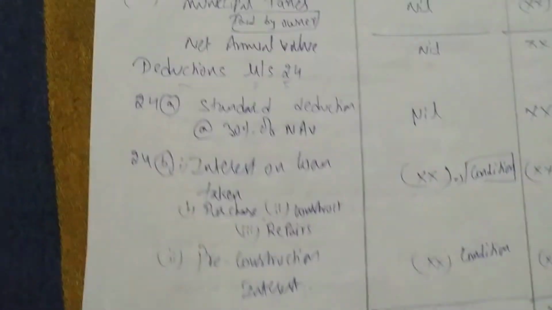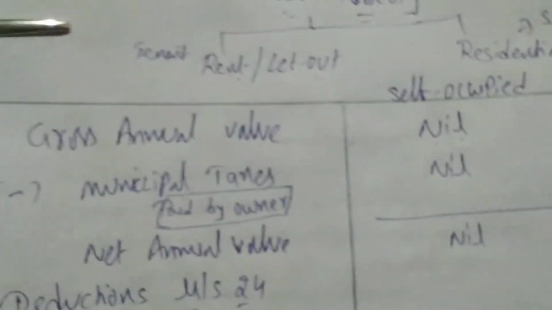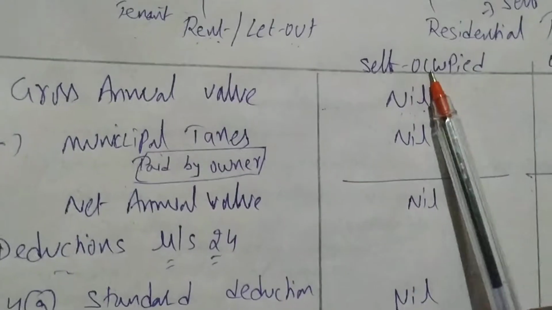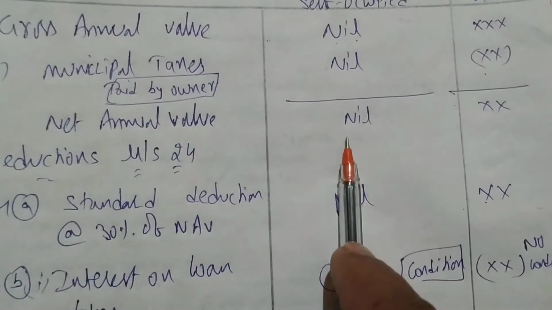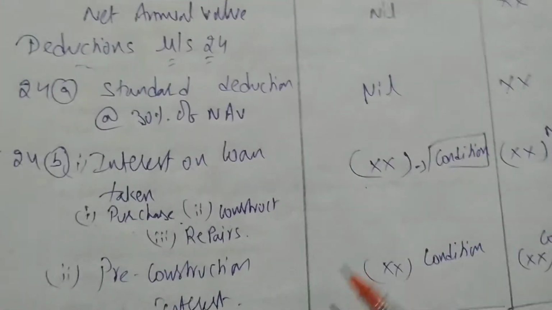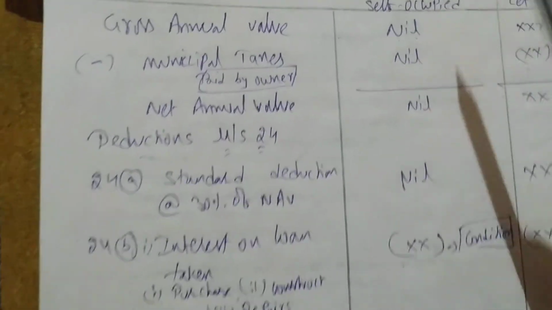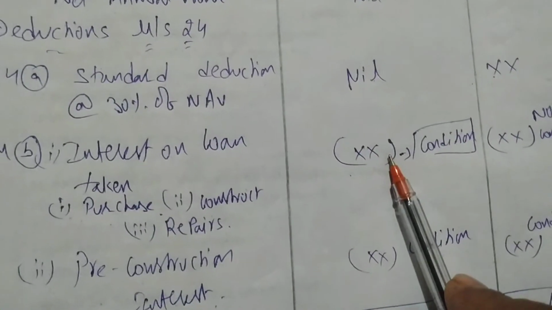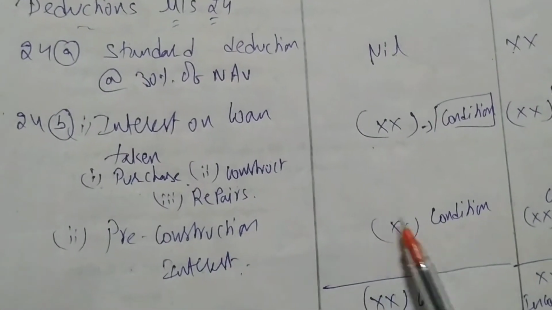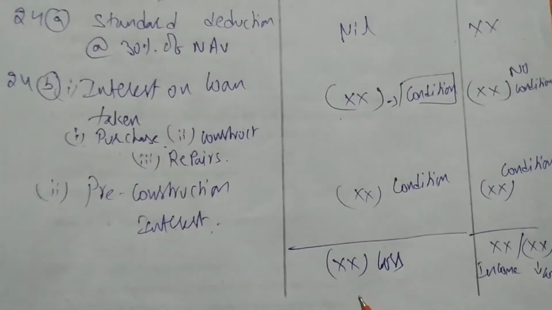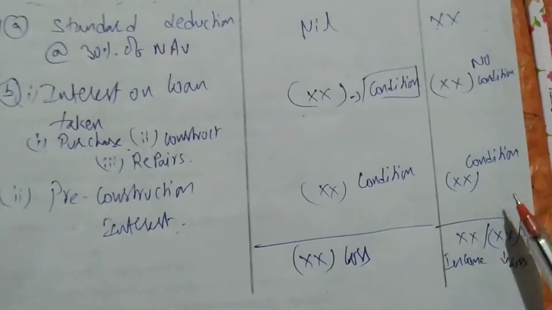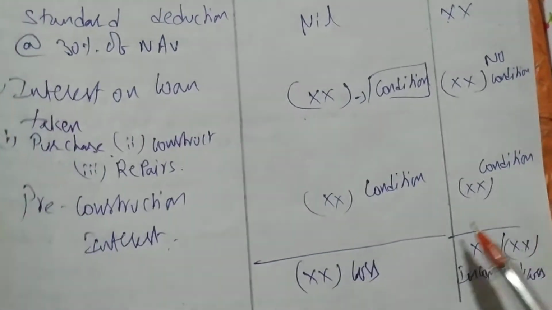So we are saying that if the owner of the house property is using the house for himself, that is called self-occupied. In that case there will be no GAV, no municipal taxes, no NAV, no standard deduction. Only two deductions will be given to that self-occupied property. First is interest on loan. There is a condition, we'll see the condition, and one more, pre-construction interest. And in case of self-occupied property there will always be a loss. But in case of let-out, there is no condition for interest on loan, but there is a condition for pre-construction interest. Okay, and in let-out property, there may be an income or there may be a loss.